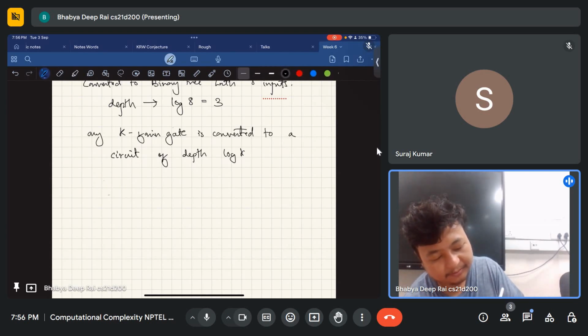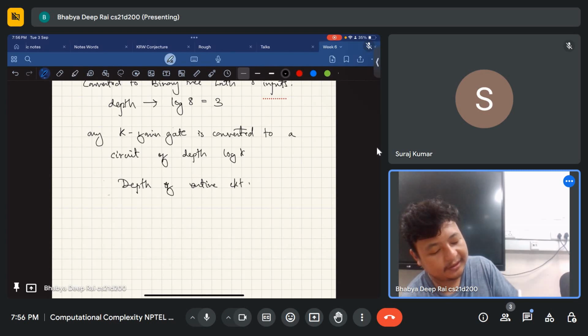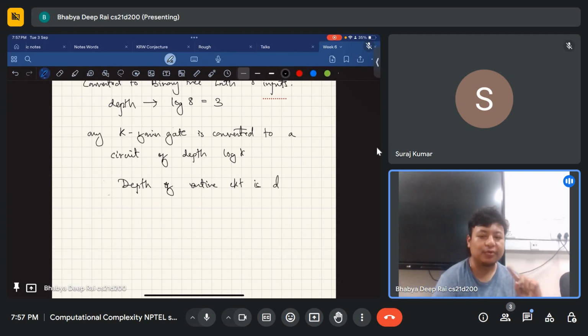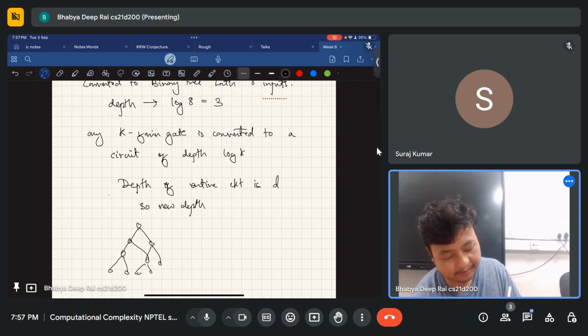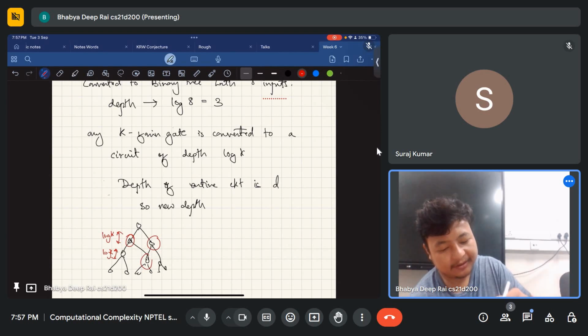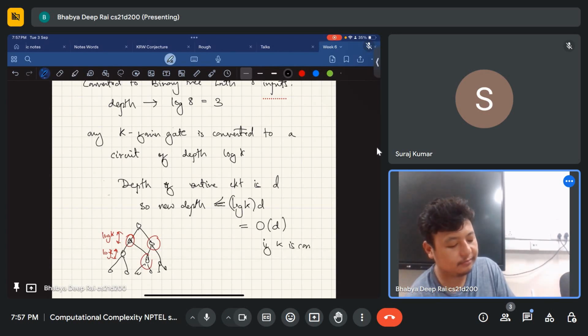And if the depth of the entire circuit is d, which means the number of gates in each path is at most d, then the new depth, if this is your circuit with gates here and I replace each of these with a log k depth circuit, will be at most log k times d, which is order of d, if k is constant.